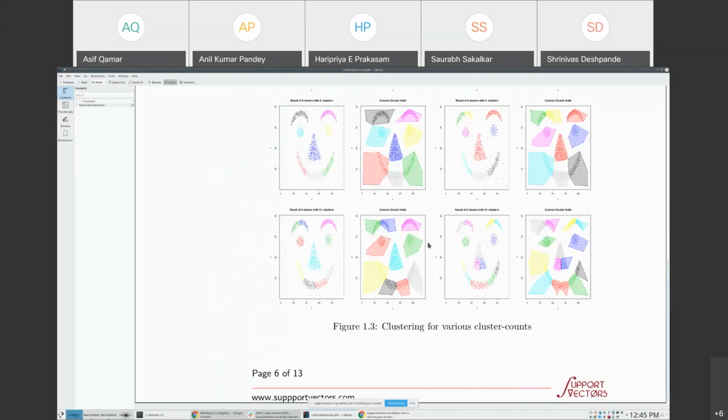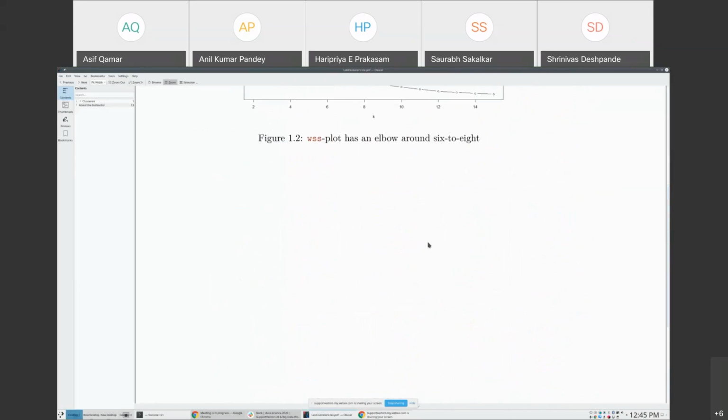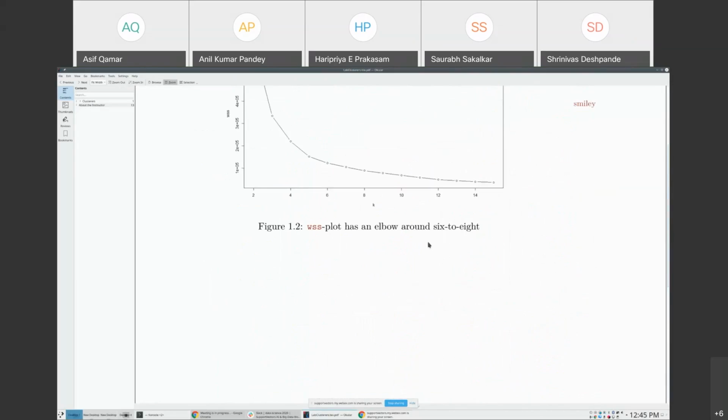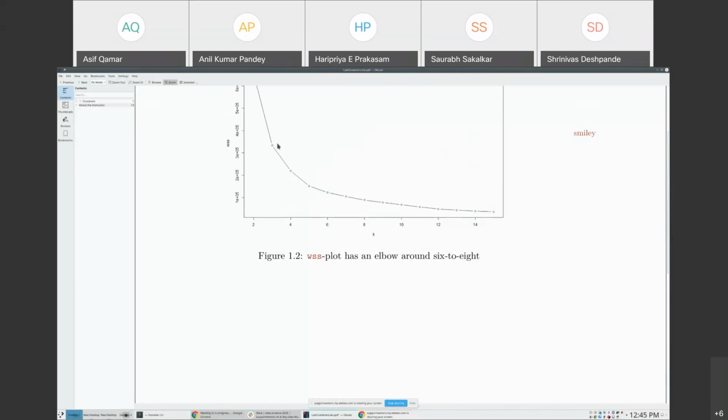So k is equal to 3, k is equal to 5, and maybe k is equal to 8 are some possibilities. Let's look at this structure. And k is equal to 3 is this. Yeah, there is a good bend. K is equal to 5, a little bit of a bend, an elbow. K is equal to 8, not much of a bend.